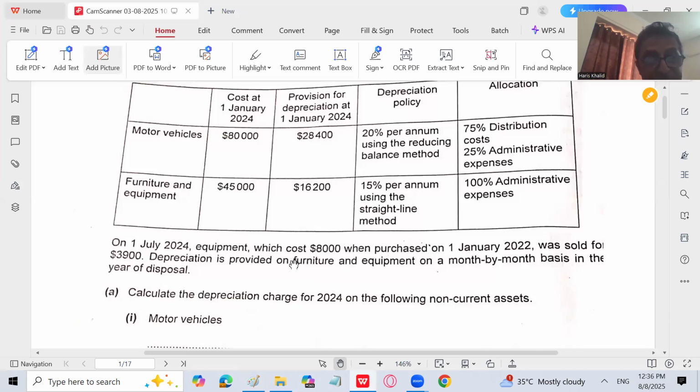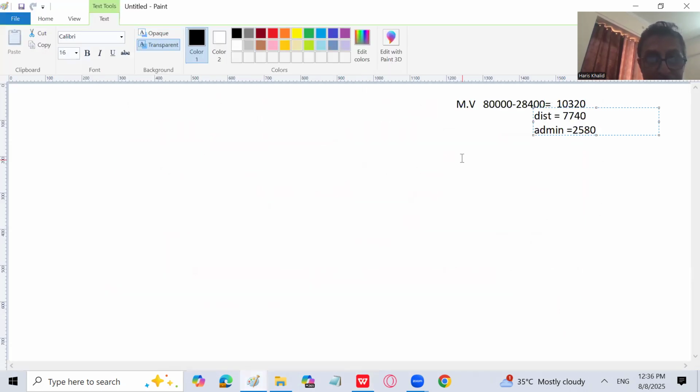As this is straight line method and month-to-month basis, it means that the asset sold is supposed to be depreciated. The asset which has been sold cost us 8,000. It has been depreciated in the current year for 6 months. So 8,000 into 15% into 6/12, because in the current year it has been depreciated. Yes, I know that the asset was purchased on 1st January 2022.